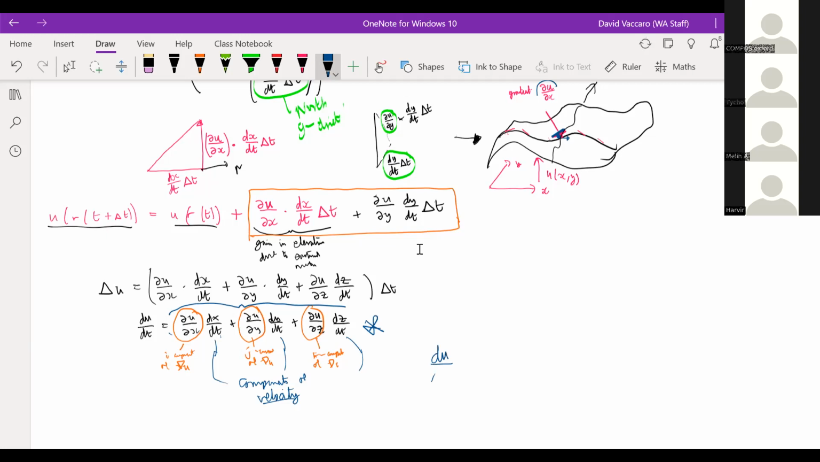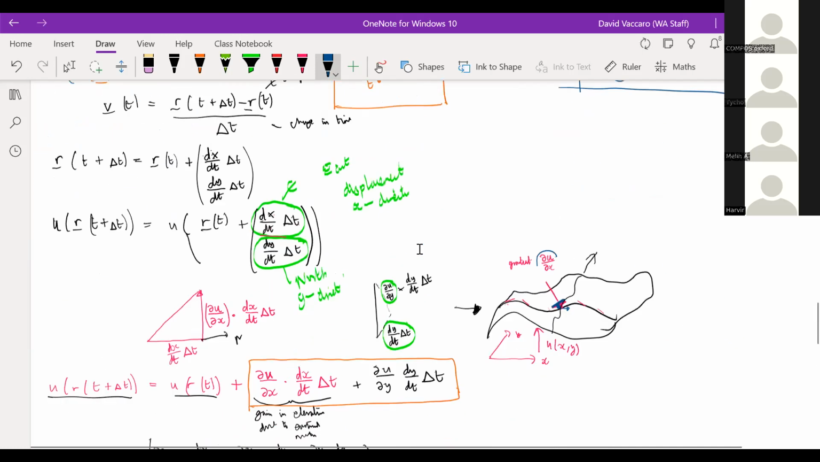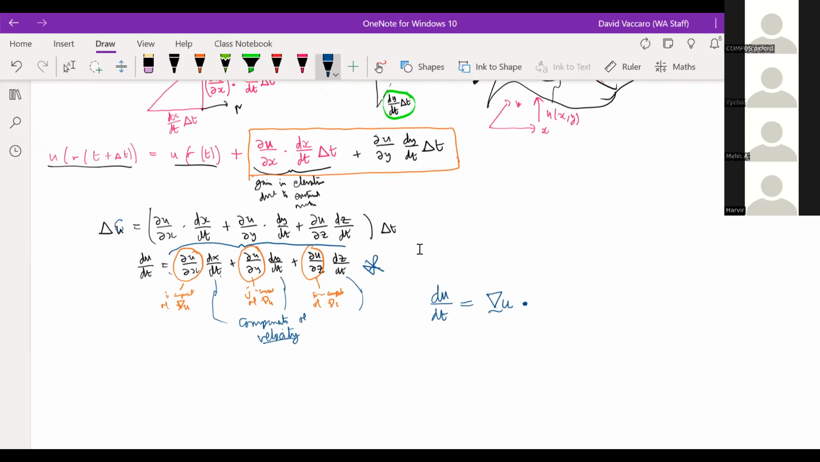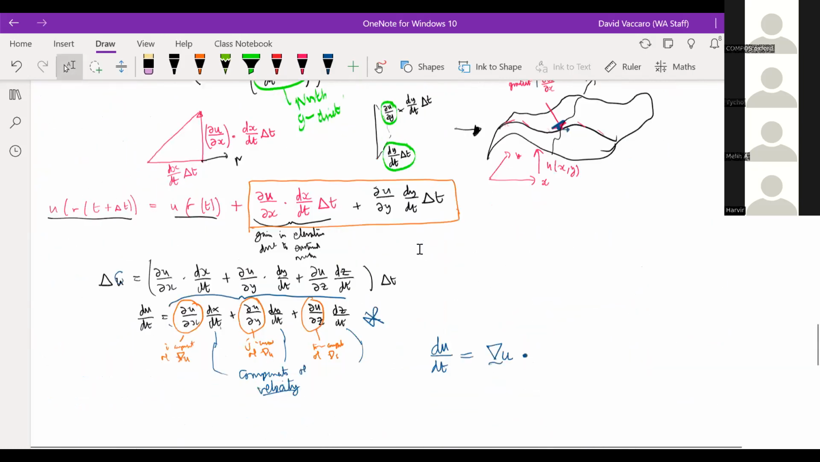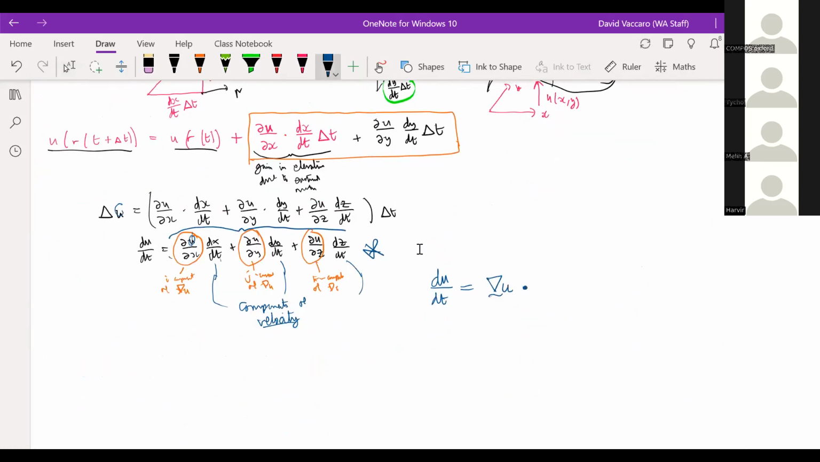So we get du by dt. That is just the... I'm wondering if u should be phi. Yeah, u is, sorry, by u I mean phi. Okay, so I've got du by dt is grad phi dotted with the velocity.